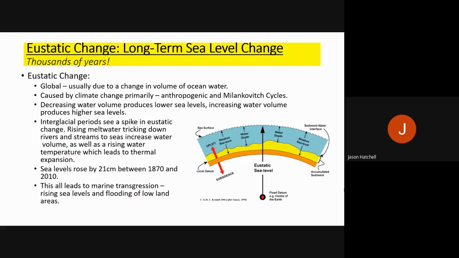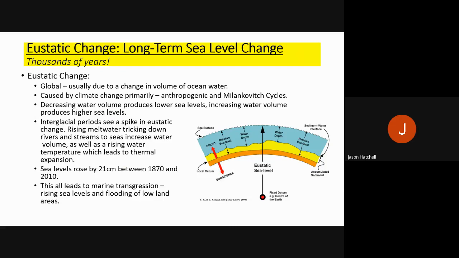Remember, these are long-term changes in sea level over thousands of years. This happens globally and it's due to changing the volume of seawater. It's caused by climate change primarily. Remember, when water heats up and gets warmer, there is thermal expansion taking place. So it's anthropogenic, human caused, but it's also caused by the Milankovitch cycles and natural change in climate.